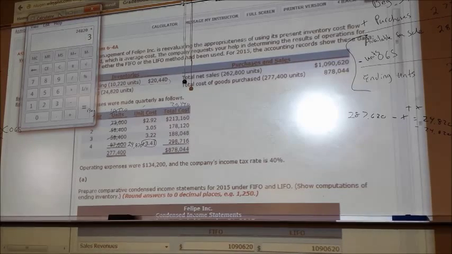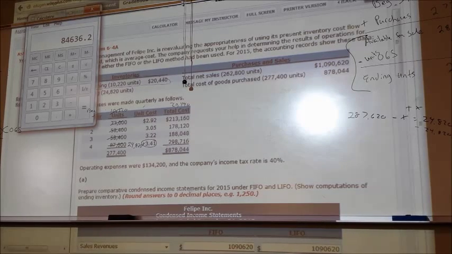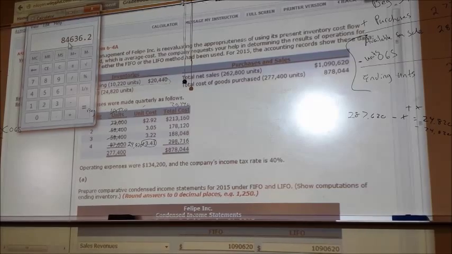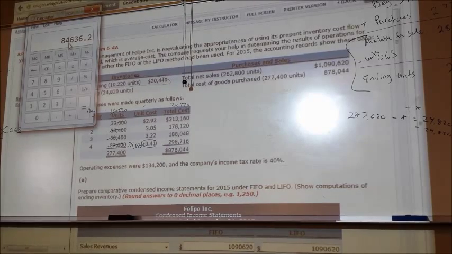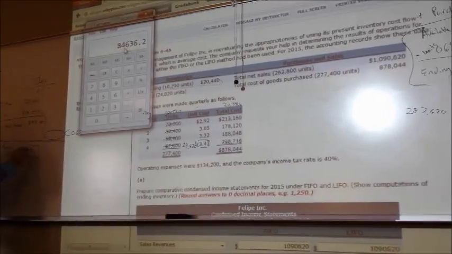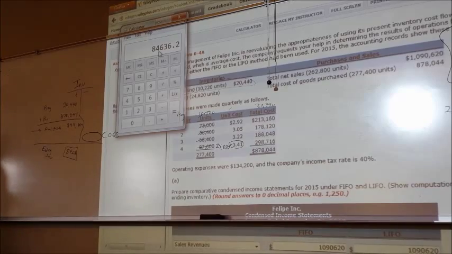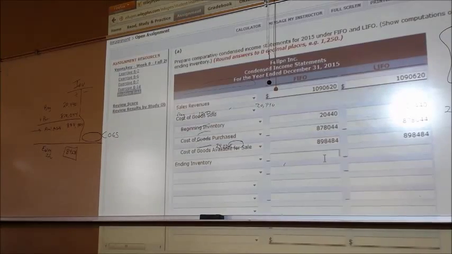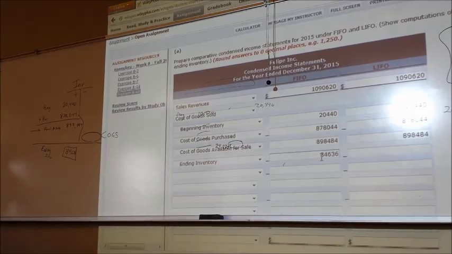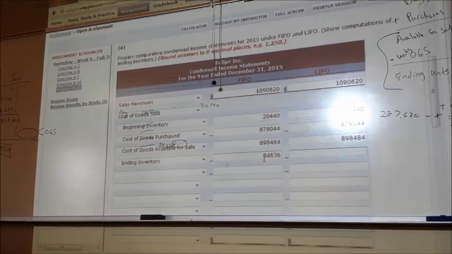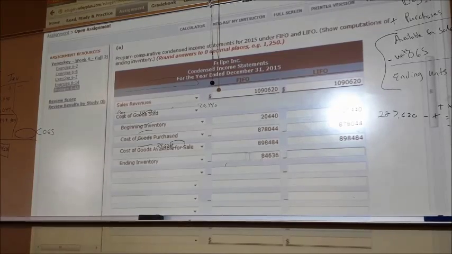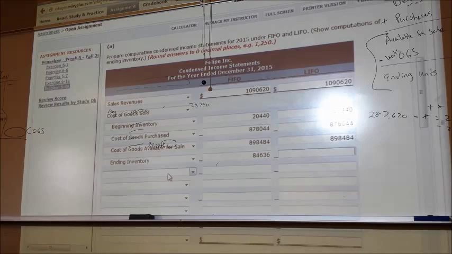$24,820 times $3.41 a piece. And it tells us in the problem to round to 0 decimal places, so 84,636 is my ending inventory. Same or different for LIFO? Different. So I don't want to mess with LIFO. I'll come back and you would do LIFO later.